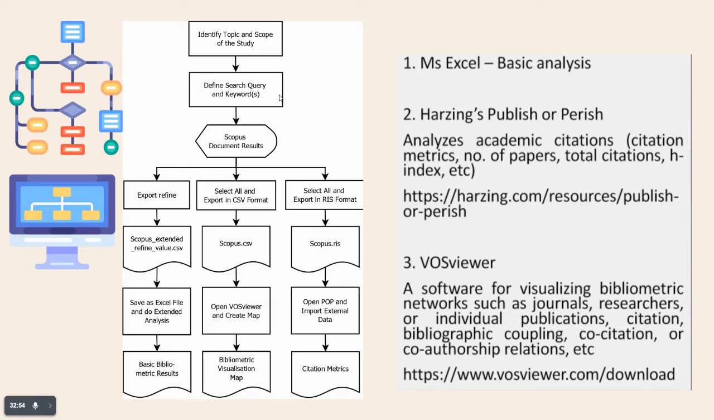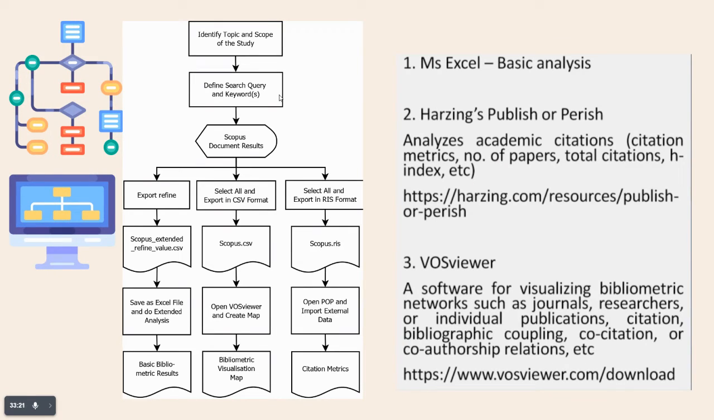Let's say I want to do the research or bibliometric analysis on Scopus. So I will first export and refine, then I will collect the Scopus extended refine values CSV file. Then I will save it as an Excel file. Then I will get the basic bibliometric results. Okay, this is the first step. The second step is select all and export in CSV format file.